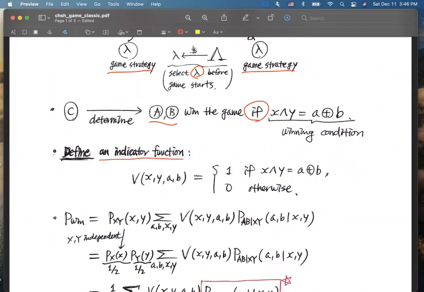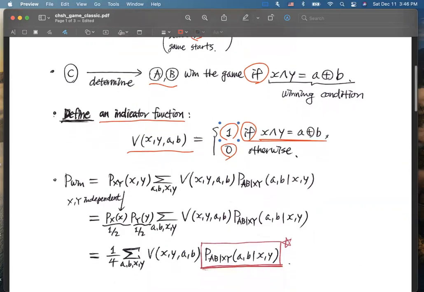Before we talk about the winning probability, let's define our indicator function, which returns whether Alice and Bob win the game. So if this condition is satisfied, this indicator function returns 0, meaning Alice and Bob win, and otherwise it returns 1.